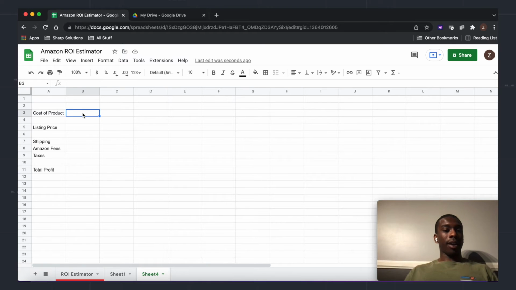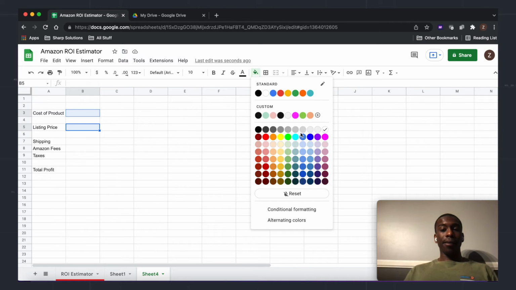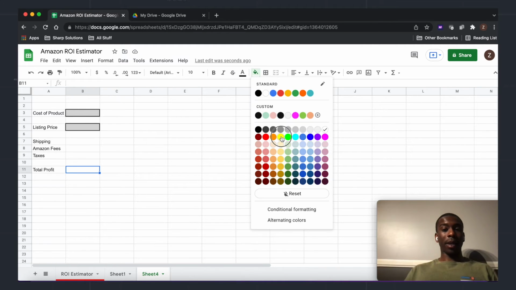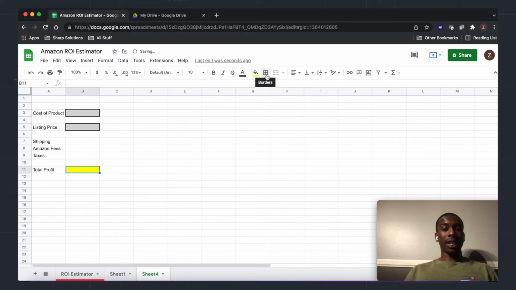For the cost of product, as well as for the listing price, I'm going to go ahead and fill those in with gray. The purpose for the gray is to indicate to the Amazon seller, these are places where you need to input your own data. I'm also going to put a border around these two. I'm also going to do the same thing down here for total profit, but I'm going to make that yellow just to call the seller's attention to that. Make that a little bit thicker.